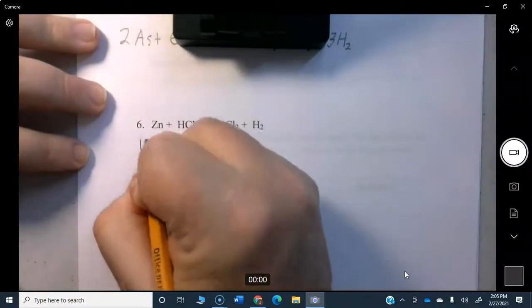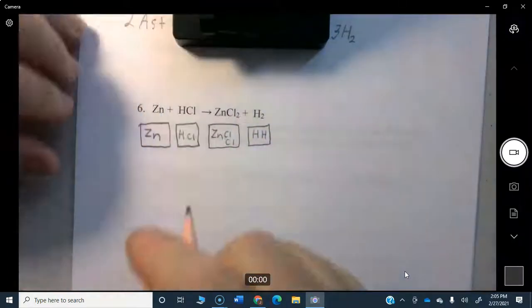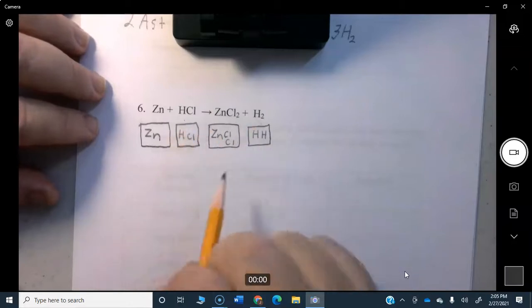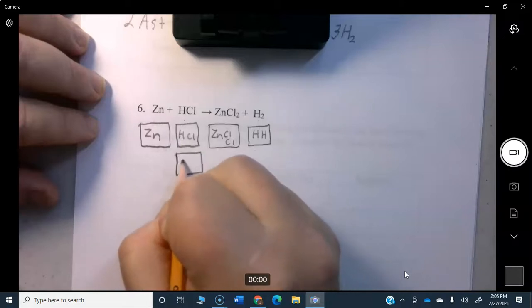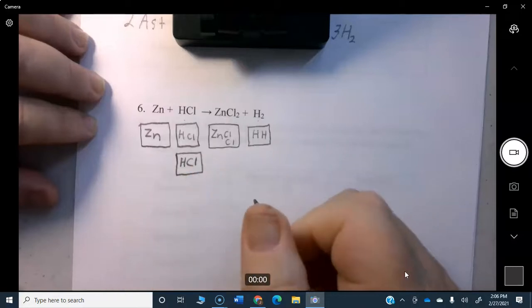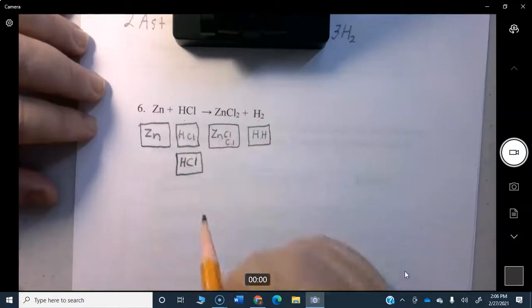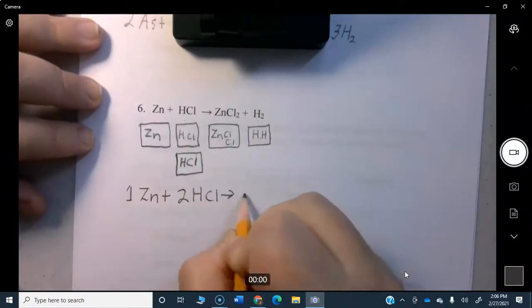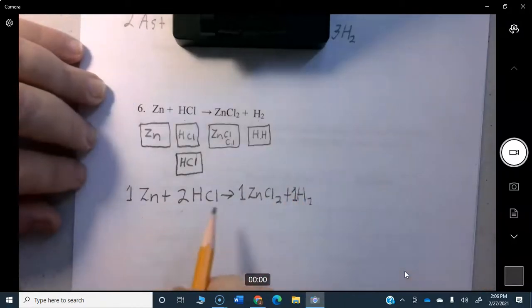So here we go. Okay, so zinc's already in balance. Hydrogen 1 on that side, 2 on that side. Let's go ahead and balance hydrogen. So I have a second hydrogen. I also have to write the Cl. Okay, so I have 2 hydrogen, 2 hydrogen. I have 2 chlorines, 2 chlorines, 1 zinc, 1 zinc. Everything's in balance. So it's simply going to be, okay, 1, 2, 1, 1.